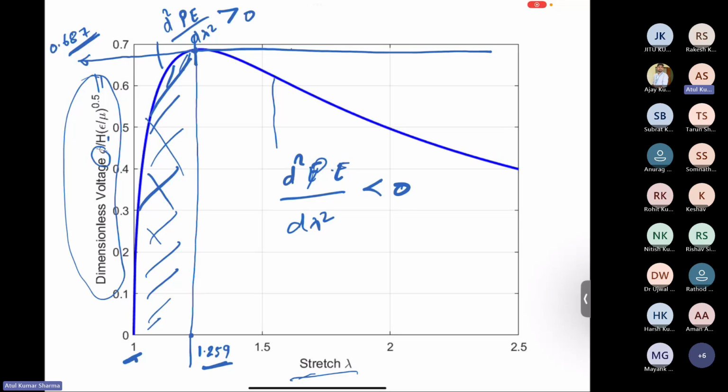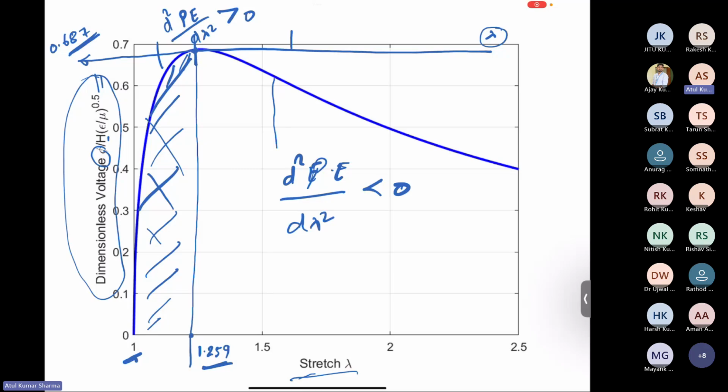What is the deformation level? If you go above this, it is infinity. It means that your thickness is going to be zero, or you can say that after this value there is a sudden reduction in the thickness. In actual practice, it will break, it will fail because of the dielectric breakdown, if your voltage is above 0.687.